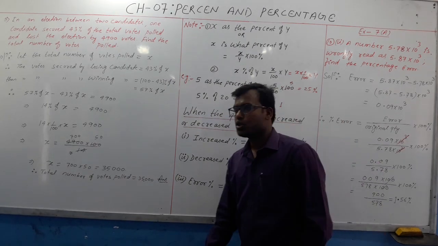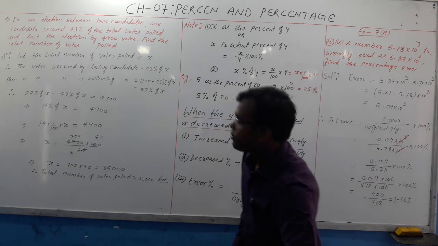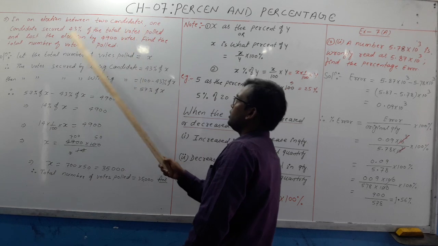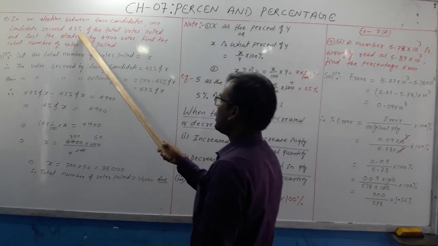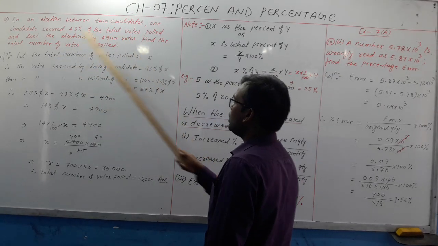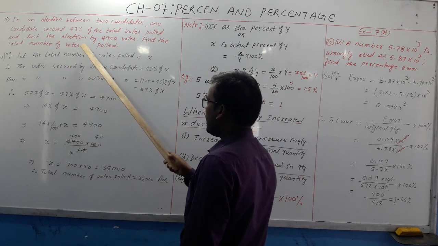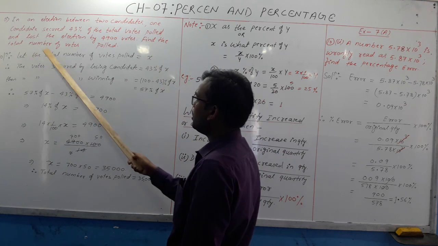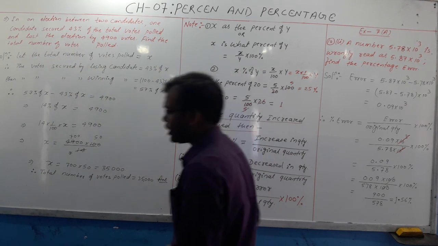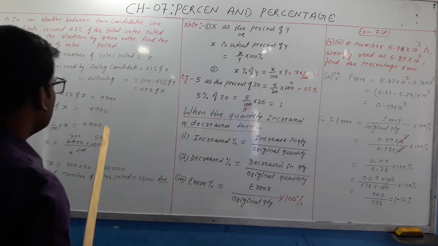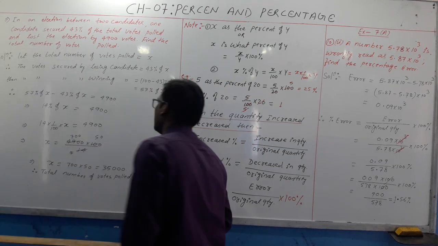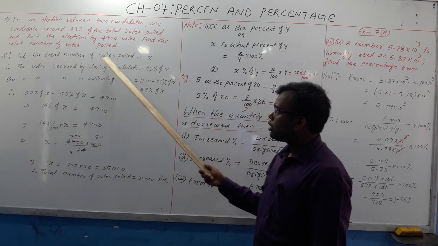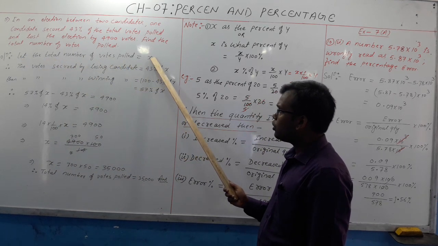Now see one more question, that is, in an election between two candidates, one candidate secured 43% of the total votes polled and lost the election by 4,900 votes. Find the total number of votes polled. See, there are many methods, but I have selected one method, that is called the variable method. See, let the total number of votes polled be equal to x.